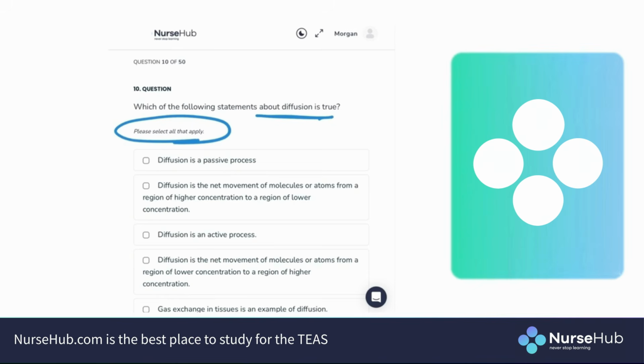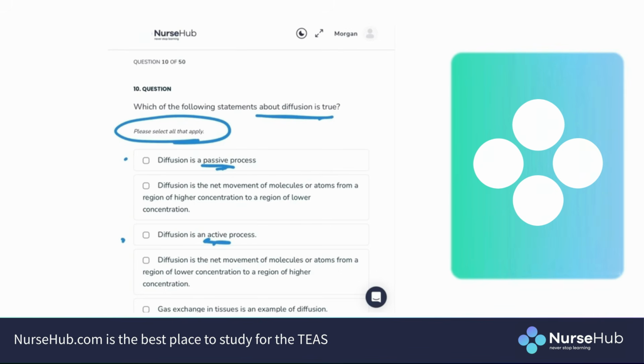Diffusion is a passive process. Diffusion is the net movement of molecules or atoms from a region of higher concentration to a region of lower concentration. Diffusion is an active process. So we can see active and passive are antonyms for one another. So one of these will be correct and one of them will be wrong. Diffusion is the net movement of molecules or atoms from a region of lower concentration to a region of higher concentration. So again, we see that this answer choice contrasts with the second answer choice.